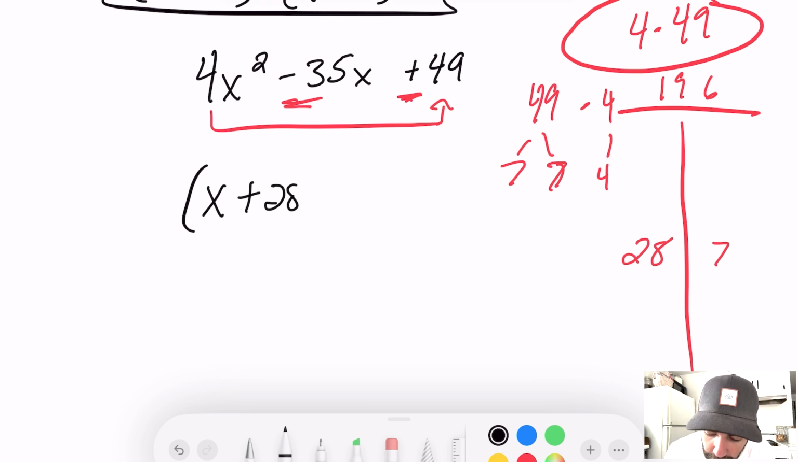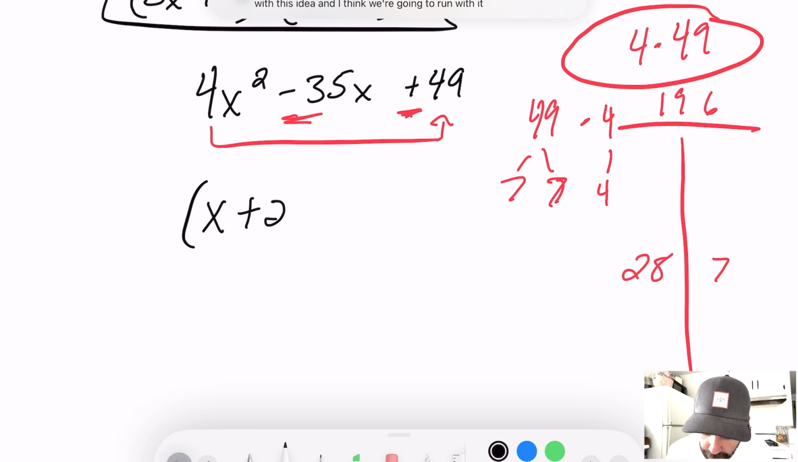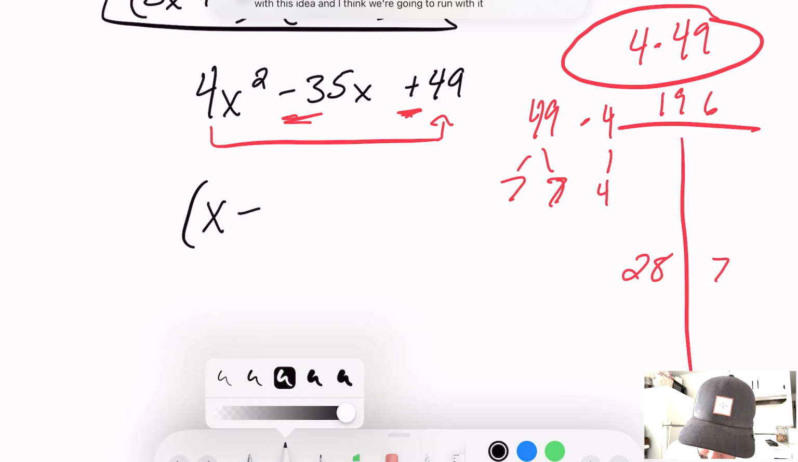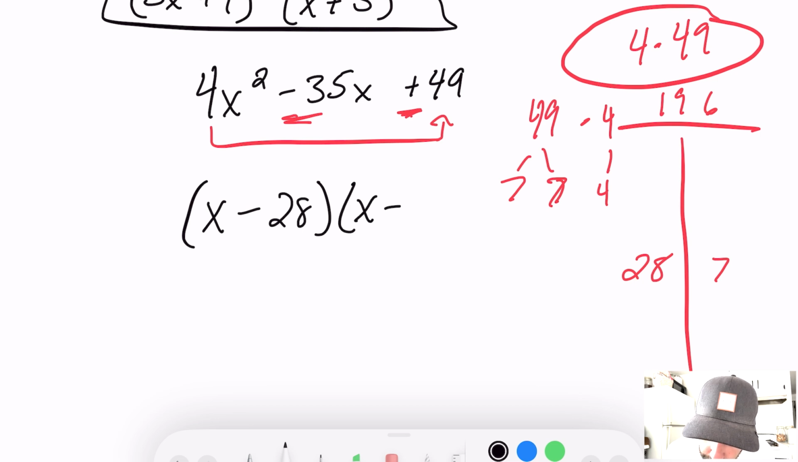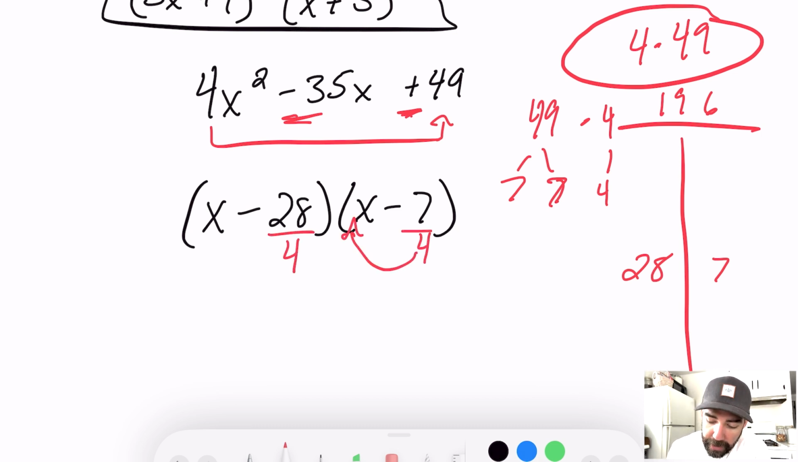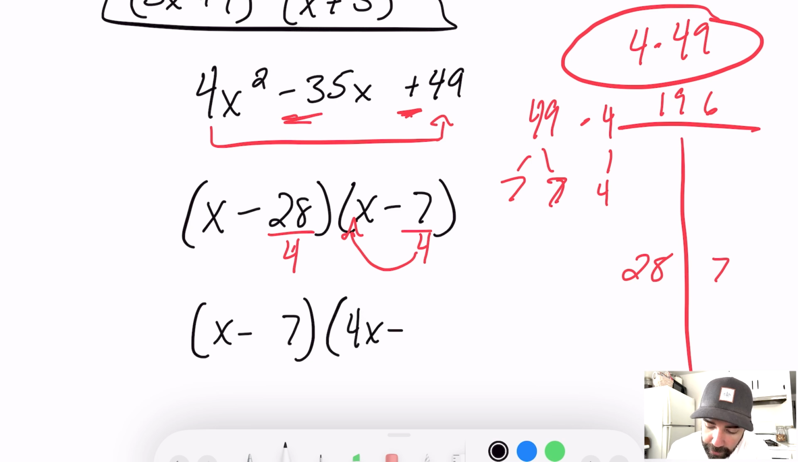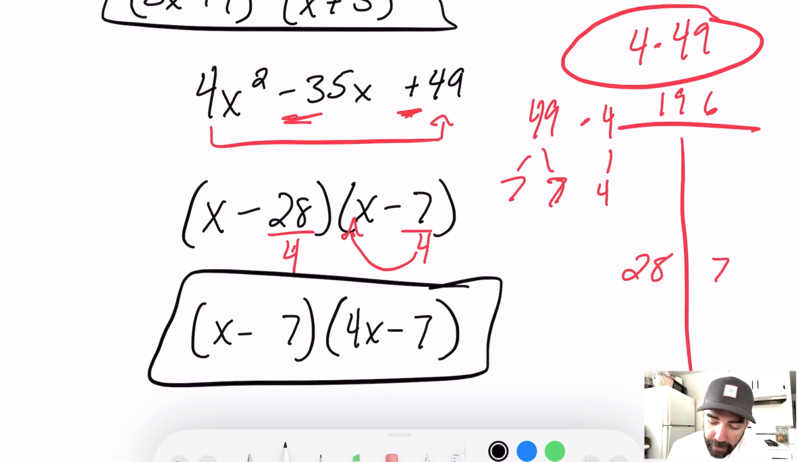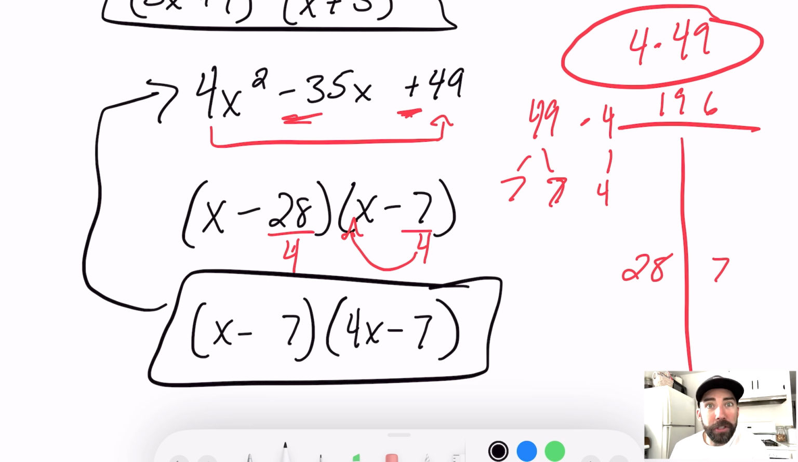It's going to be x minus, let's go back, x minus 28 and x minus 7. Now I just need to bring my slide and divide back, right? So I divide by 4, divide by 4. Well, 7 and 4, this one's going to slide because it doesn't divide. This one does divide, and this divides into 7. So it's x minus 7 and 4x minus 7, which gives me the original when I multiply back. Thanks for sticking around. We'll catch you later.